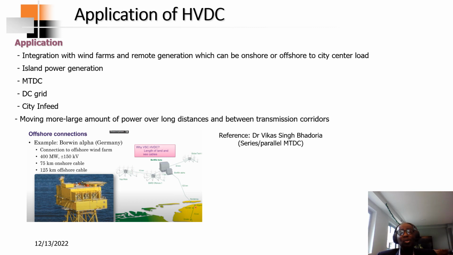And also between transmission corridors, a back-to-back HVDC is utilized to basically integrate asynchronous generation and transmission systems, that is between nations that are utilizing different frequencies like 50 hertz and 60 hertz. And that is a typical example that is utilized in Argentina and Brazil.